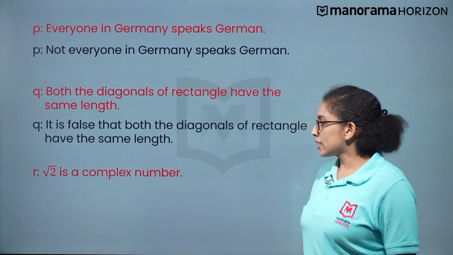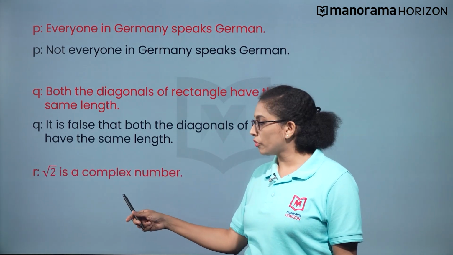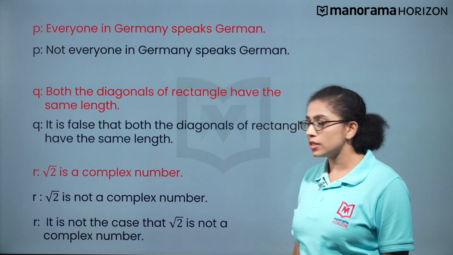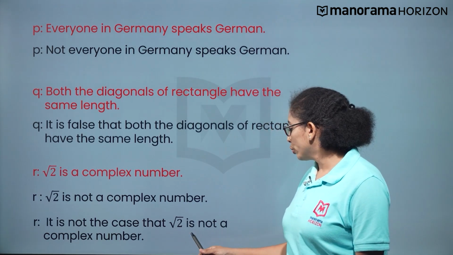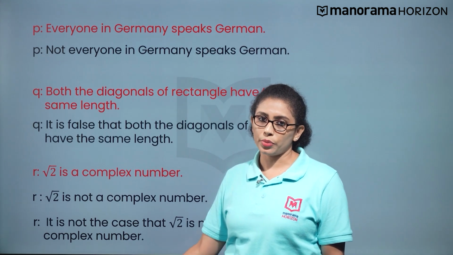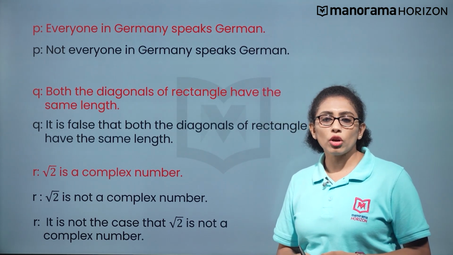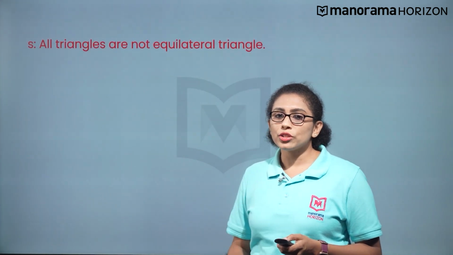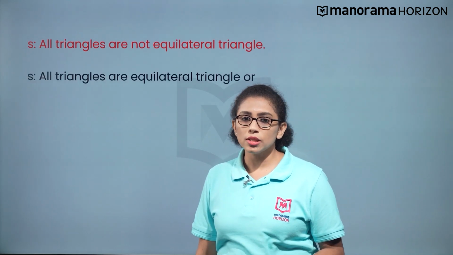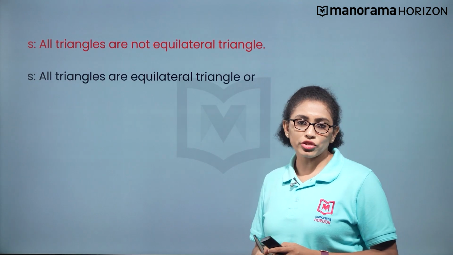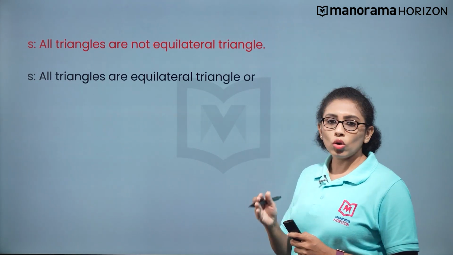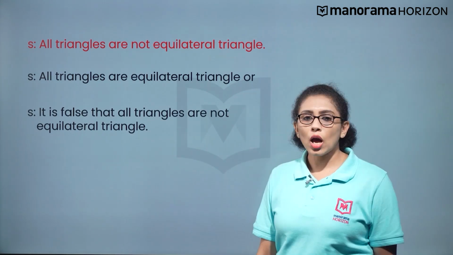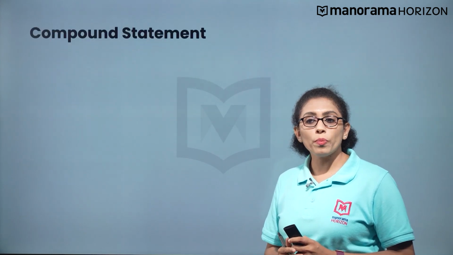Then, next example, root 2 is a complex number. The negation of this statement is, root 2 is not a complex number. It can also be written as, it is not the case that root 2 is a complex number. Next example, all triangles are not equilateral triangles. The negation of this statement is, all triangles are equilateral triangles, or it is false that all triangles are not equilateral triangles.